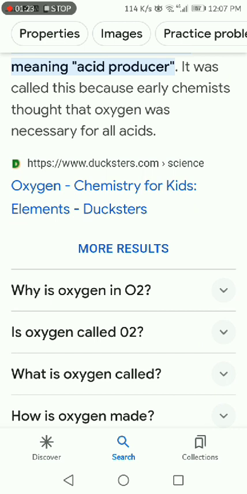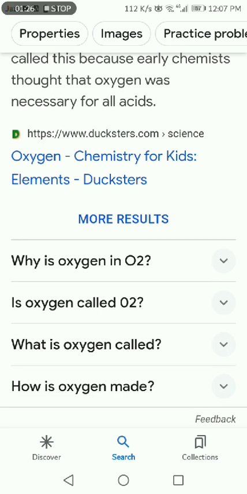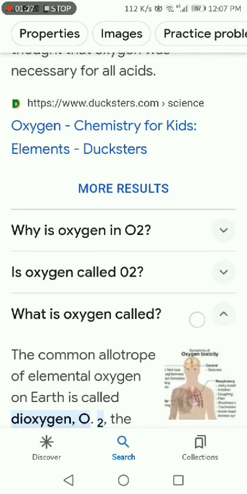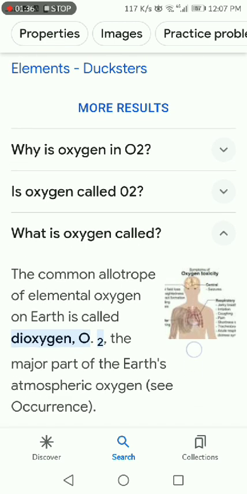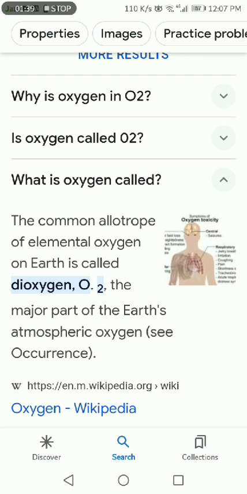Next, what is oxygen called? The most common form of the element oxygen on Earth is called dioxygen, O2. It makes up the major part of the Earth's atmospheric oxygen.